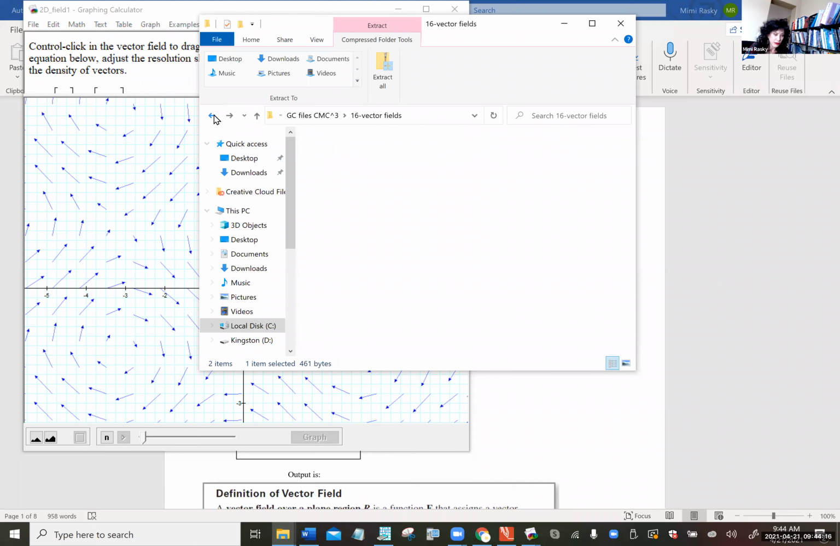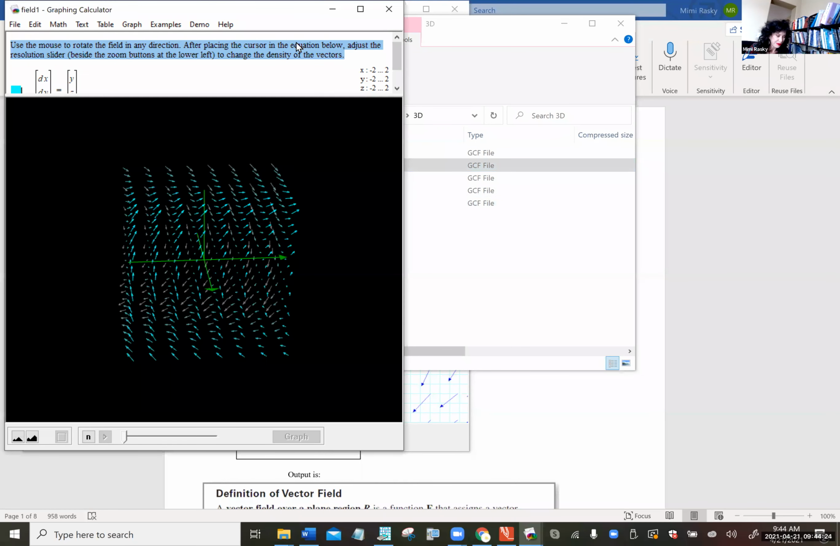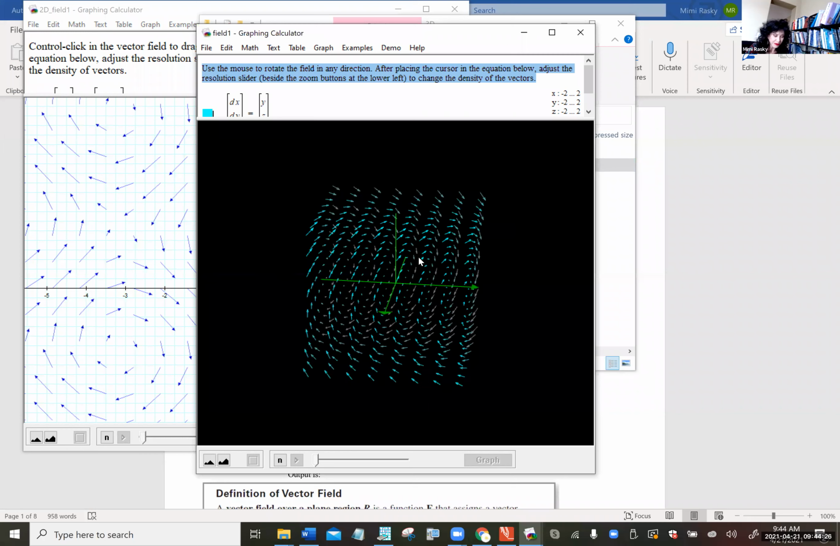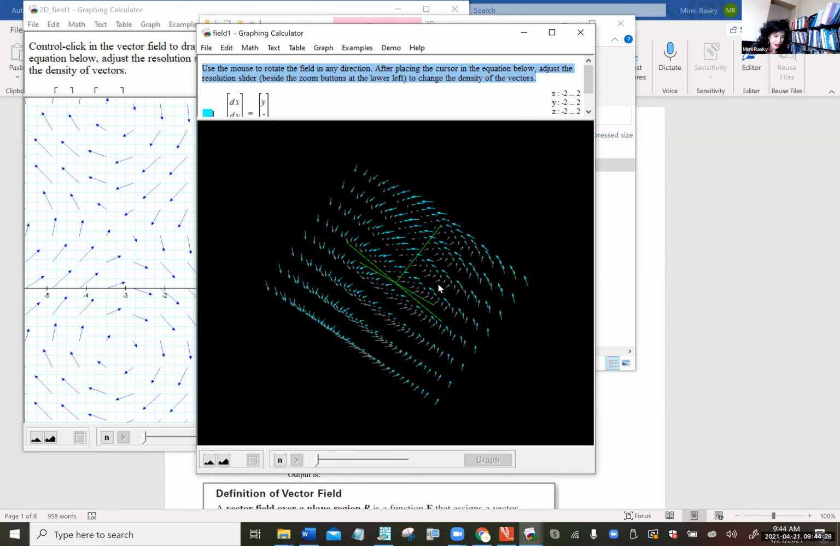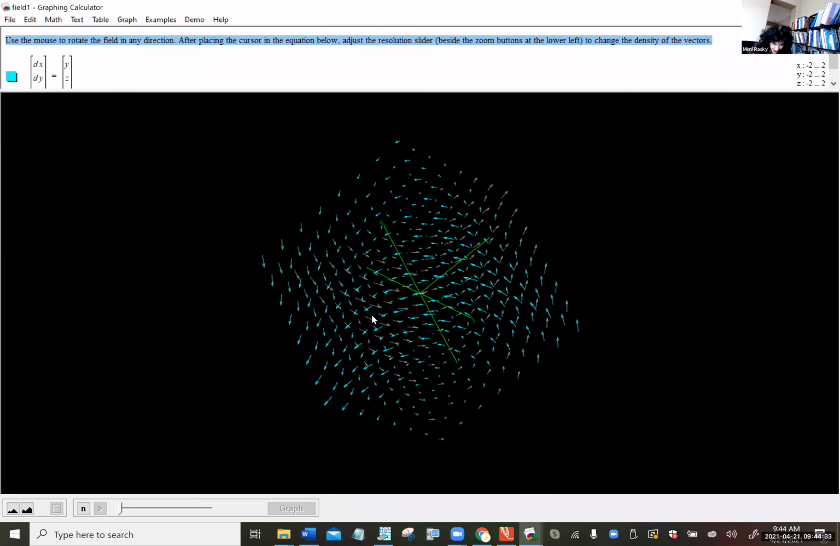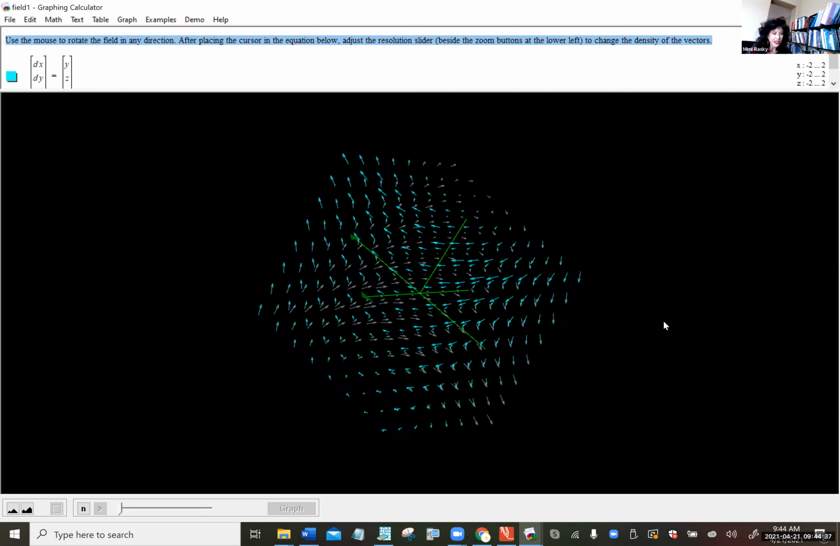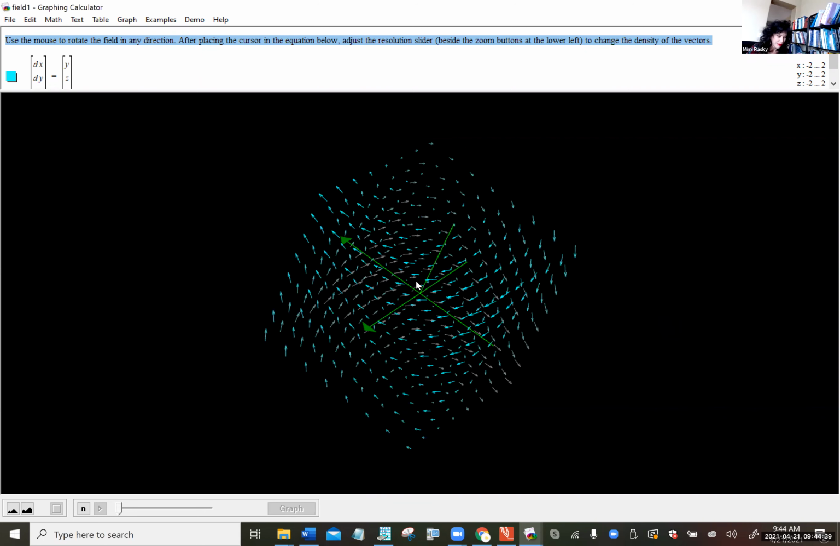Let's get something more fun. Let's do 3D vector fields. Oh yeah, let's see what we got here. Oh, nice. So if you look here, it's kind of hard to see, but those are like little tiny vectors there. See that? Ooh, cool. That is a vector field, people. Nice.